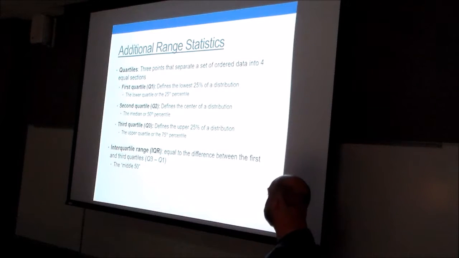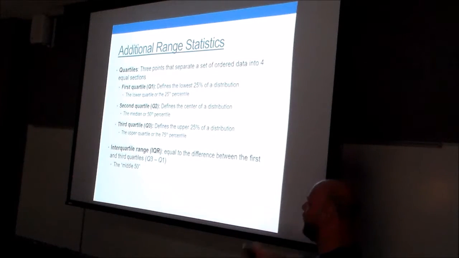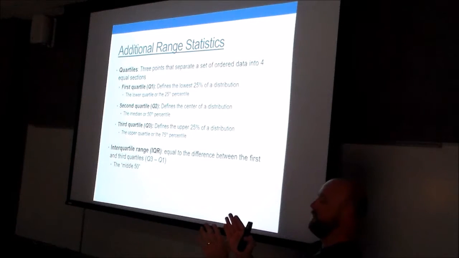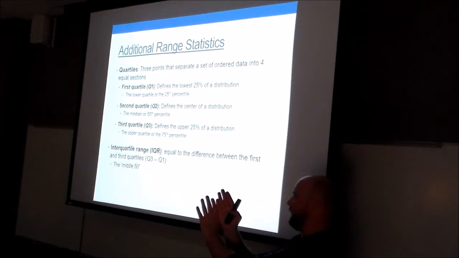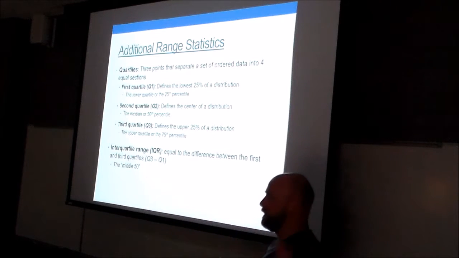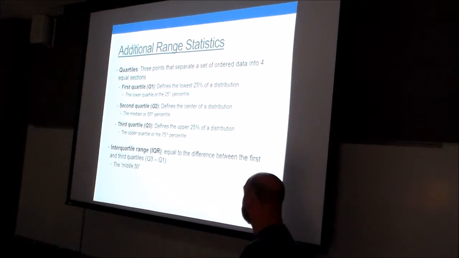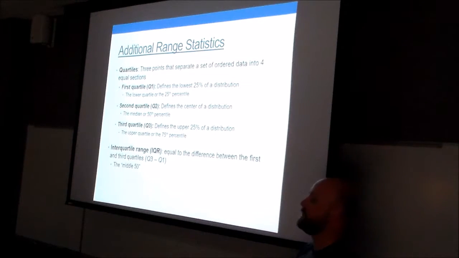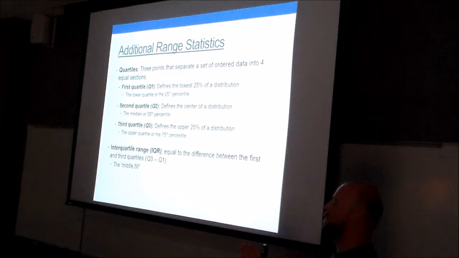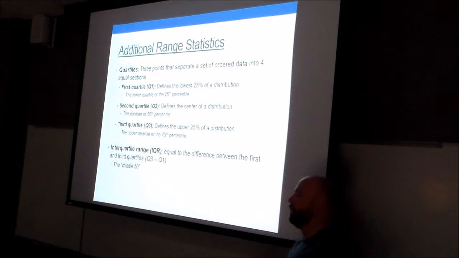So the second quartile, the center of the distribution, the median, is going to be at the 50th percentile. By definition, your median is the value at which 50% of the sample falls below and 50% above. The median is your second quartile. For the third quartile, the upper 25% of the distribution, we're talking about the 75th percentile. We're saying that 75% of the population has scored at or below my score here.